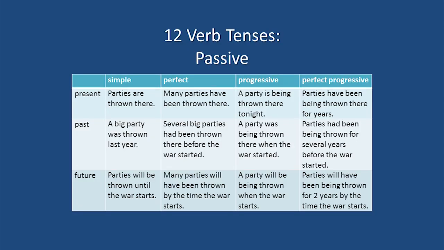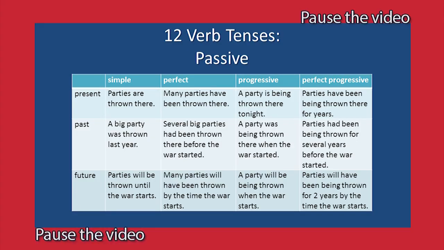Look at verb tenses. We usually say there are 12 tenses in English: past, present, and future, combined with simple, perfect, progressive, and perfect progressive aspects to yield 12 tenses. Don't forget passive verbs. Passive verb forms are very regular, and if you study them, you can learn them pretty easily. Pause the video and study the forms.